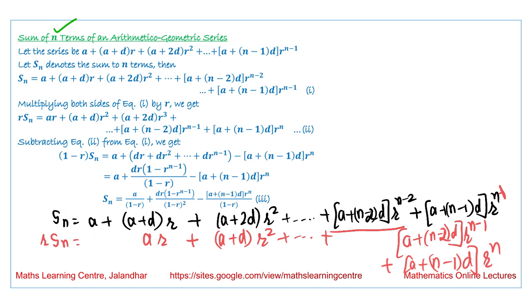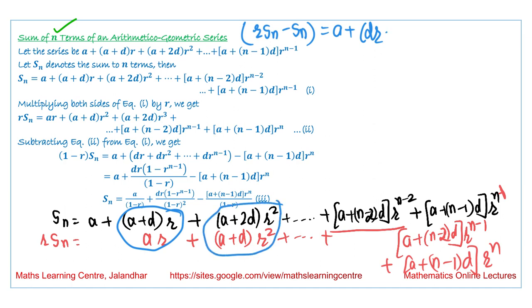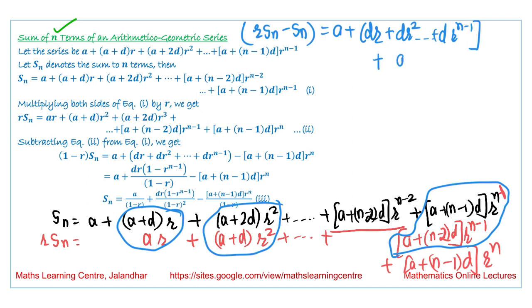Now if we subtract these, the value of r Sn minus Sn, the answer we get is a plus dr from the first terms, plus dr square, so on up to, by subtracting the last two terms, dr raised to the power n minus 1, and the last term is a plus n minus 1 d r raised to the power n.